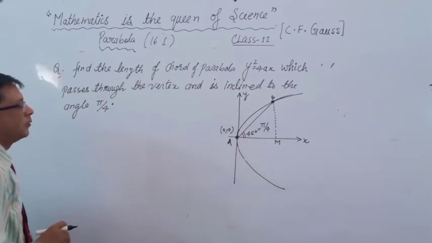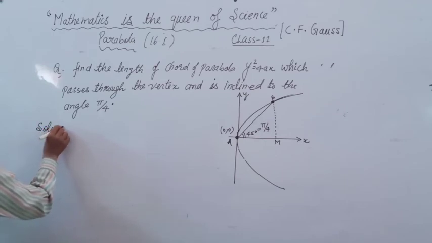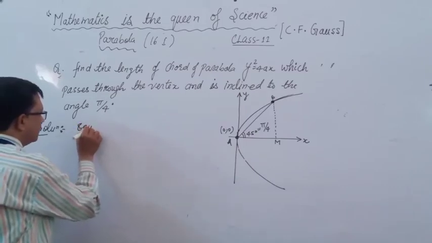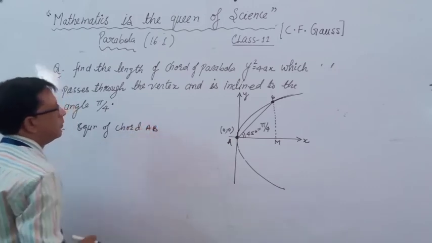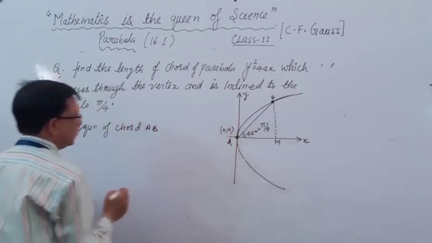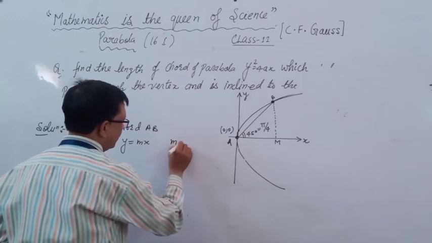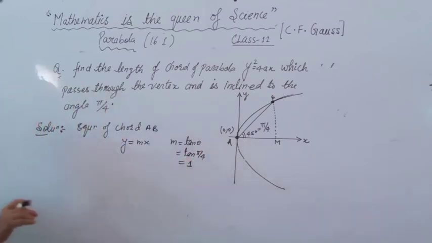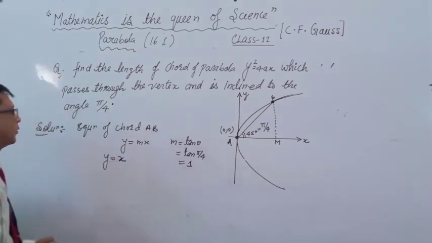How do we find the length of the chord? First we find the equation of the chord AB, which passes through the origin. We know the formula y is equal to mx, where m is equal to tan theta. It means tan pi by 4. The value of tan pi by 4 is 1. So y is equal to x is the equation of the chord AB.